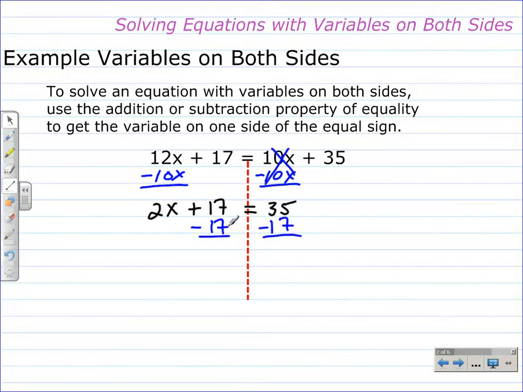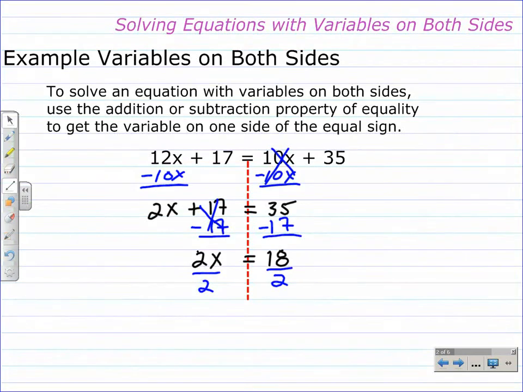When we subtract 17 from the left side, 17 take away 17 is 0. They're opposites, so they go away, leaving 2x on the left of the equal sign. And on the right of the equal sign, 35 take away 17 is 18. So now it's a one-step equation. So we divide each side by 2.